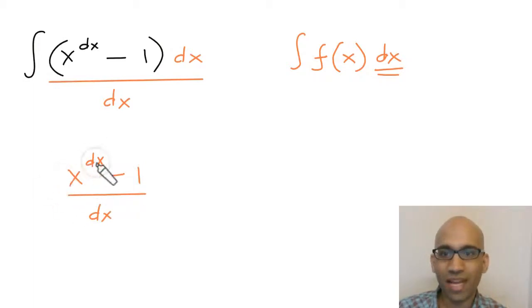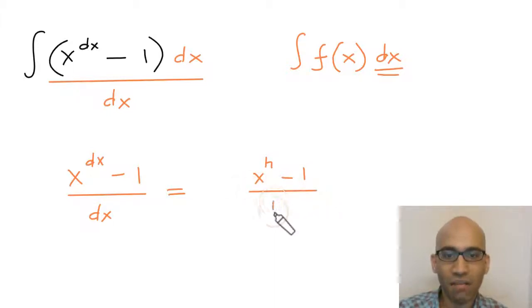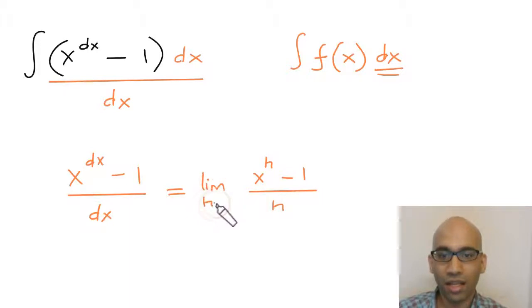So we've written down x power dx minus 1 divided by dx, and let's write it down in limits terminology. So we write this as x to the h minus 1 divided by h, and then we take the limit of h approaching 0. And now this might be a familiar limit if you've already done limits. This is equal to log of x to the base e. But let's actually try to understand what this limit is.